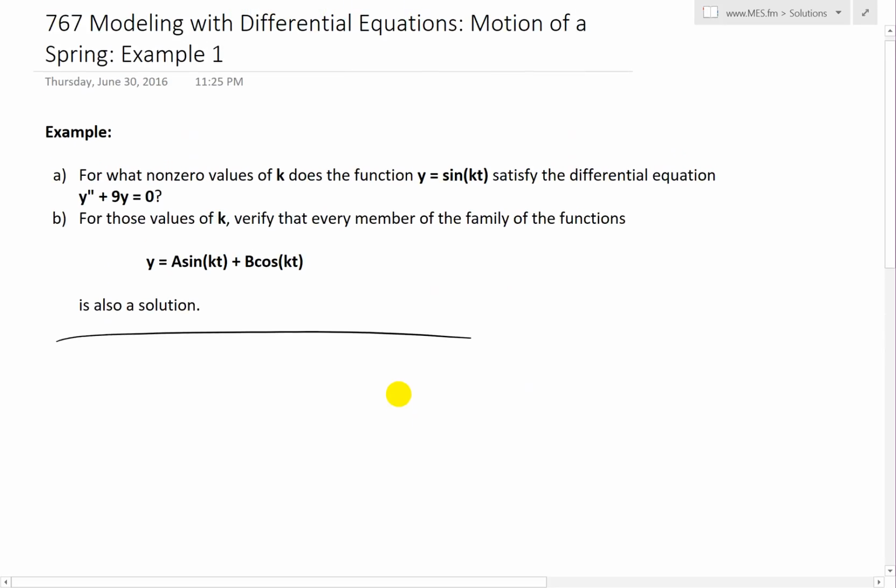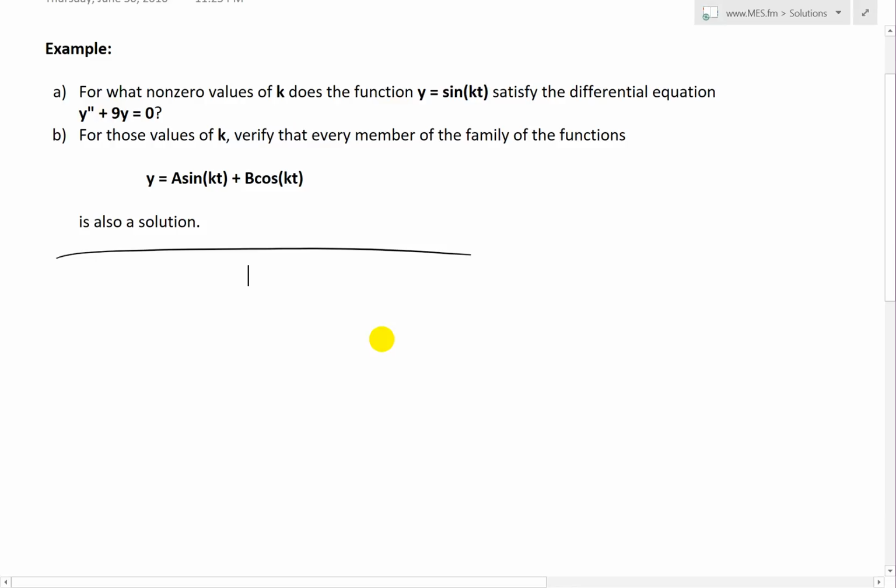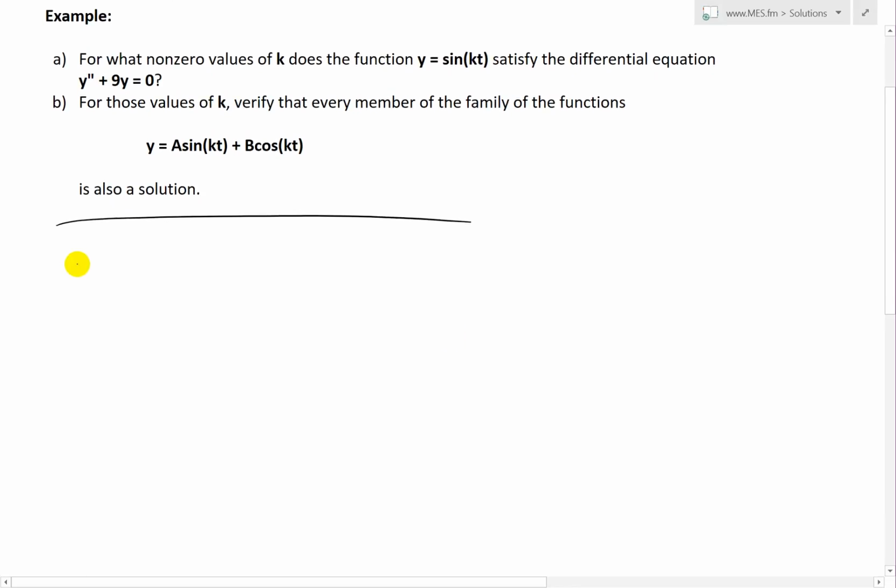So if we were to look to see if this function is a solution to this differential equation, again, it's a differential equation because it contains the function and its derivatives, and in this case the second derivative, so it's a second order differential equation. So for part A, what we've got to do is just plug whatever values we know into this equation and see what values of k match up.